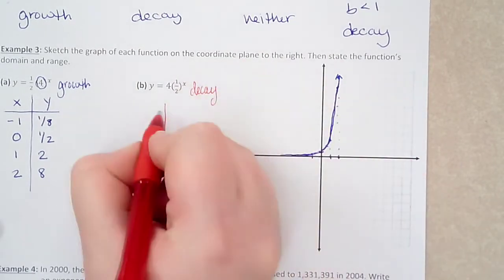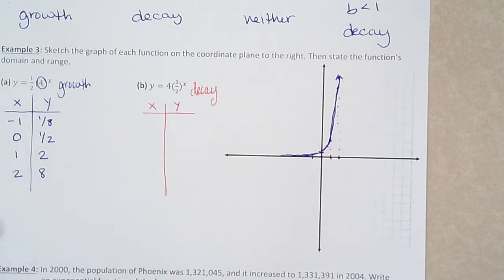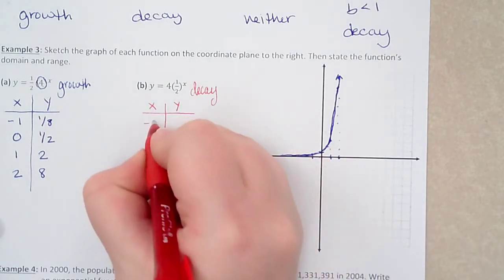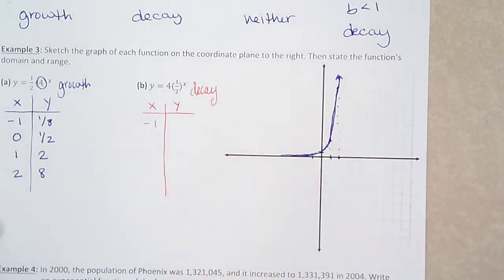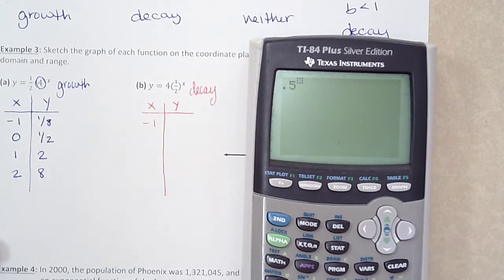But to graph it, the method is going to stay the same. I'm still going to plug in my x and y table here. When I plug in -1, this is a little tricky, but I always just remember to grab my calculator if I'm really unsure. I'm going to be putting 0.5 to the -1. Let's see what that does.